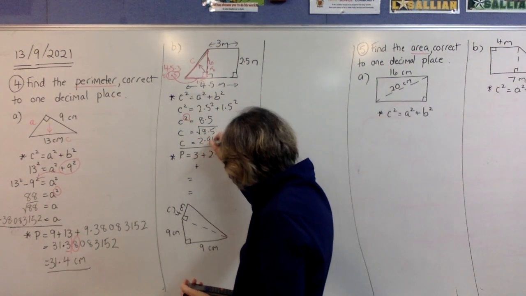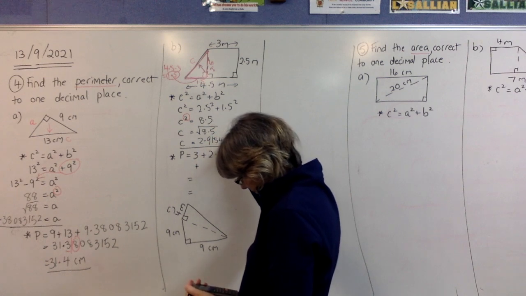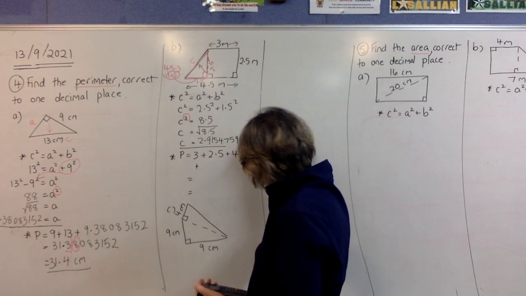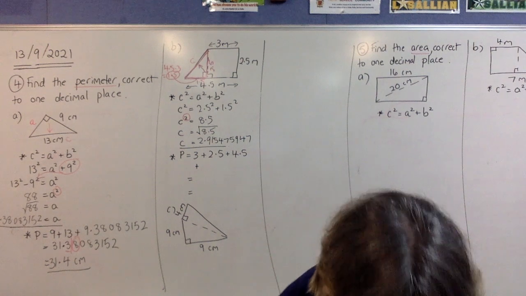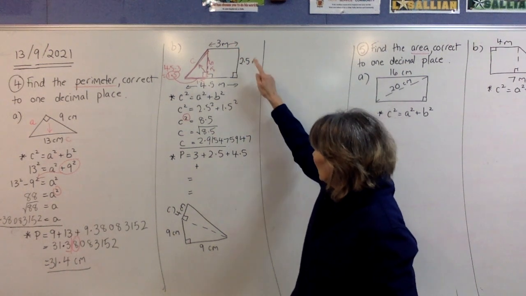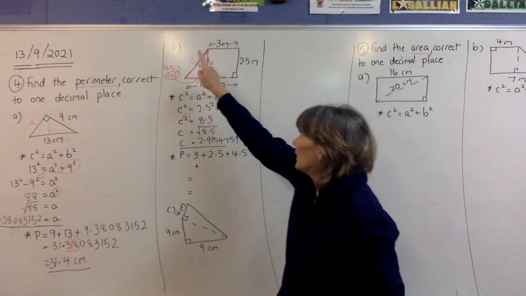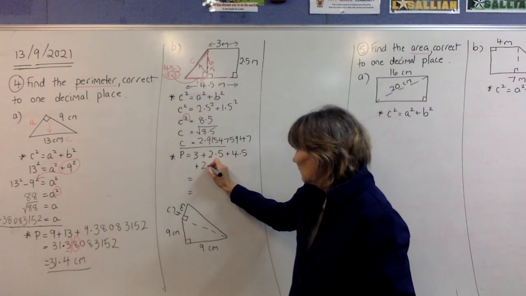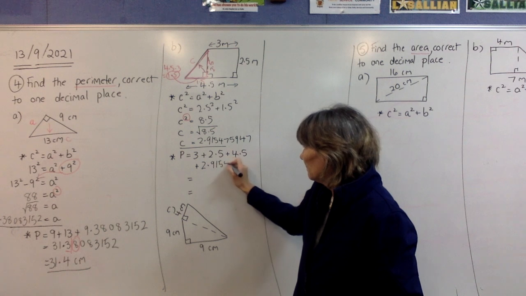Don't clear your calculator. Keep it on. Alright, so to find your perimeter, we are adding up 4 sides in this shape. We're adding 3, 2.5, 4.5, and the side we just found. Let's write it all down.